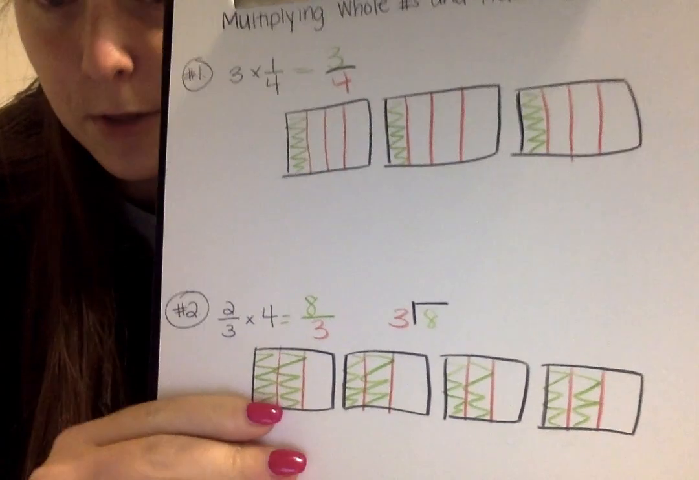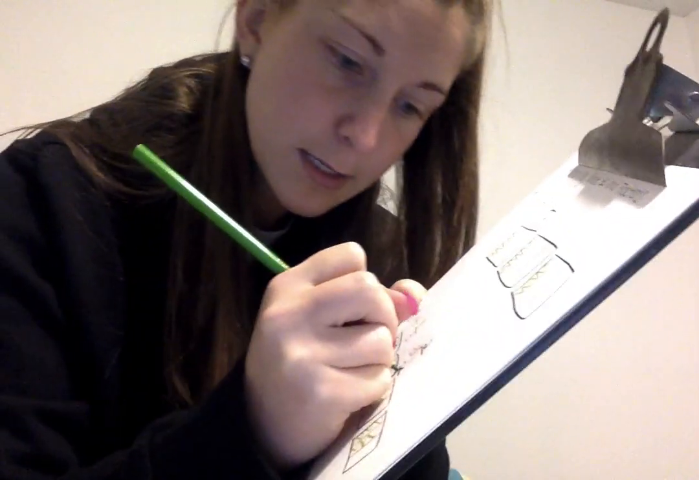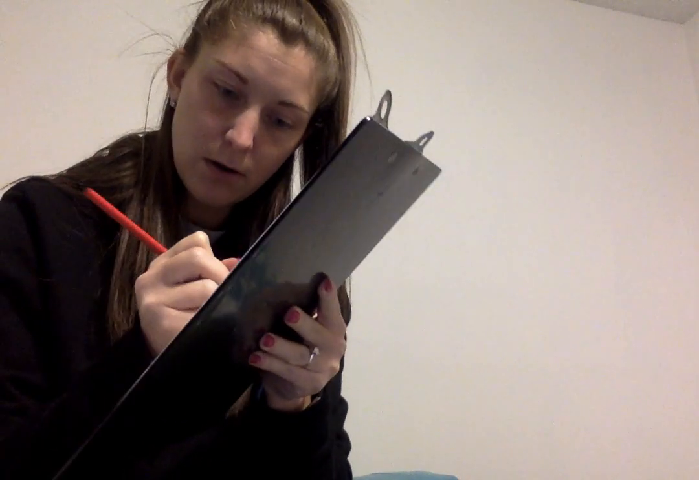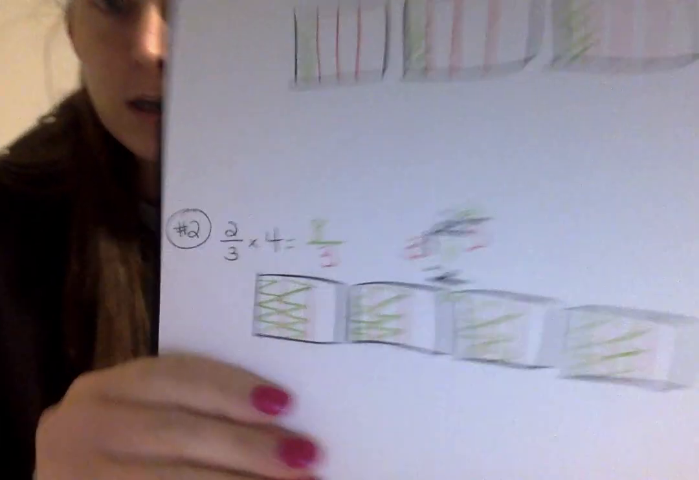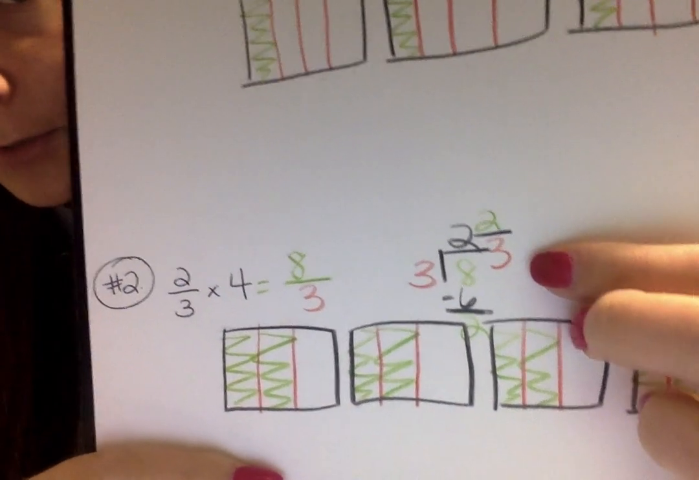So how many times can 3 go into 8? Well, 3 can go into 8 2 times. 2 times 3 I know is 6. 8 minus 6 is 2. So I can make a mixed number from this as 2 and 2/3. So 8/3 is equivalent to 2 and 2/3.